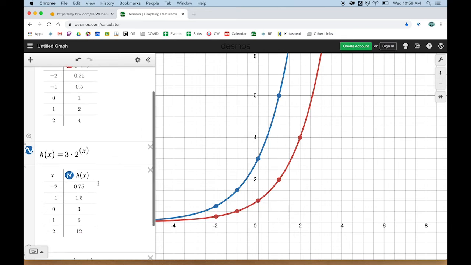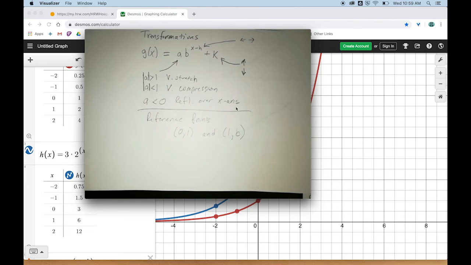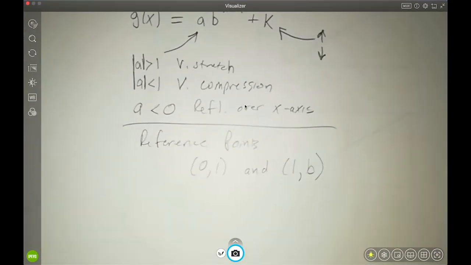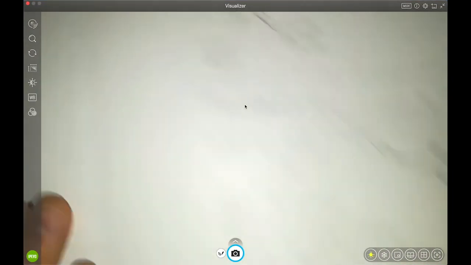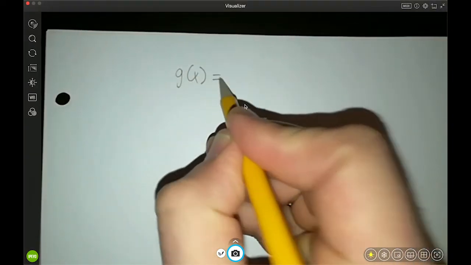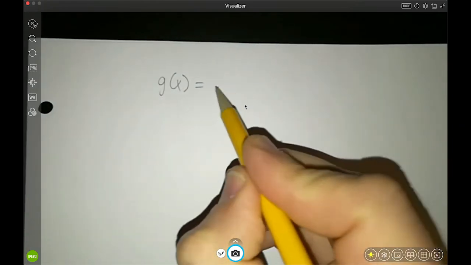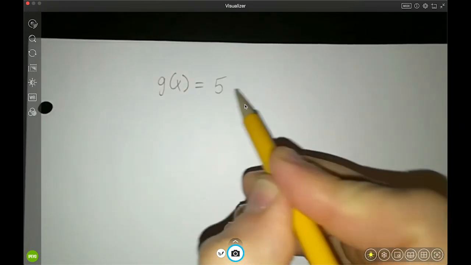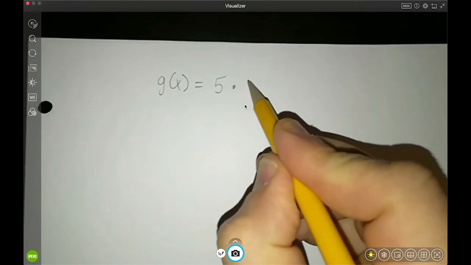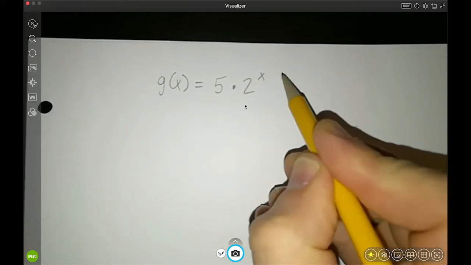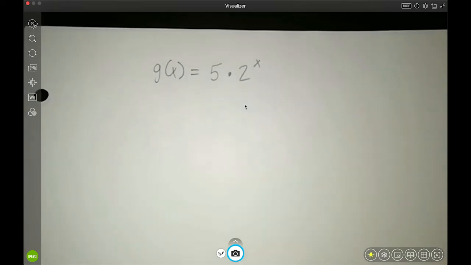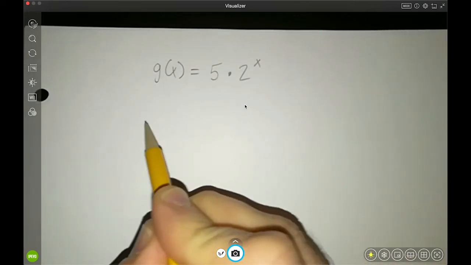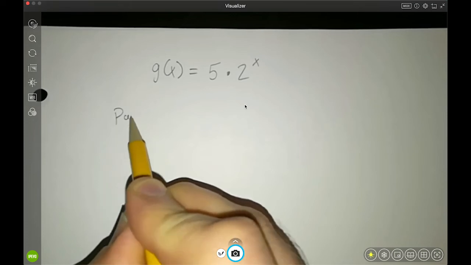So like, let's think about this one, and again, I might just kind of switch over to paper and then come back to Desmos to verify this, okay? So let's say, let me get a new piece of paper here. I'm being asked to graph g of x equals, and we'll just make up a new one here, like 5 times 2 to the x. We'll just do that for right now, okay? So what you could do is, the parent function.